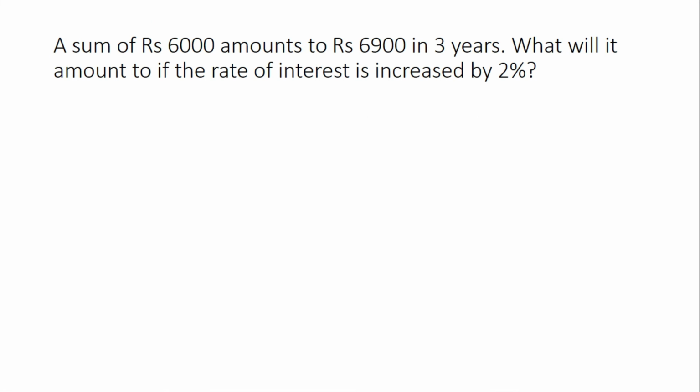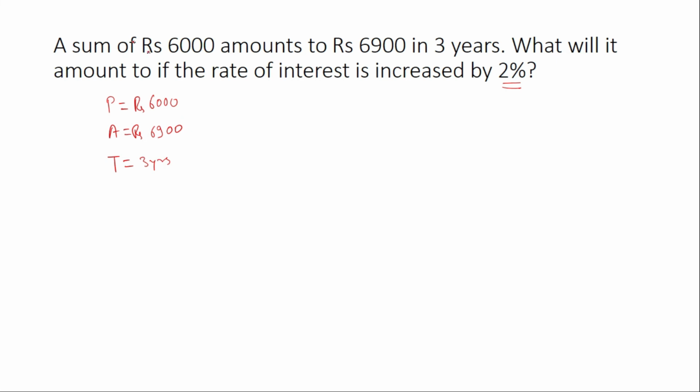Next is a sum of rupees 6,000 amounts to rupees 6,900 in 3 years. What will be its amount to if the rate of interest is increased by 2%? So what is given here? Principal is given rupees 6,000. You have to write whatever is given in the question at the beginning. Amount is given rupees 6,900. Time is given 3 years.